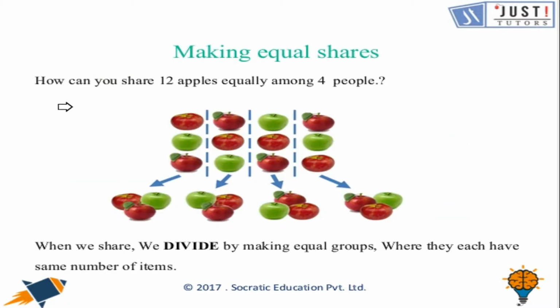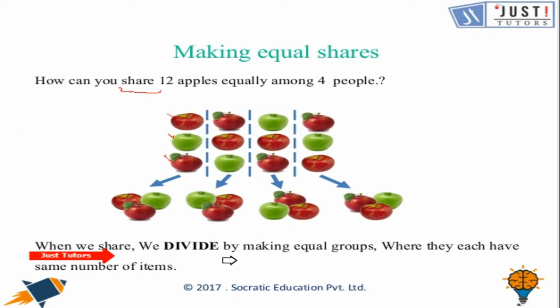So making equal shares. It says, how can you share 12 apples equally among 4 people? You can have a look that there are in total 12 apples: 1, 2, 3, 4, 5, 6, 7, 8, 9, 10, 11, 12. Sharing itself is related to division.